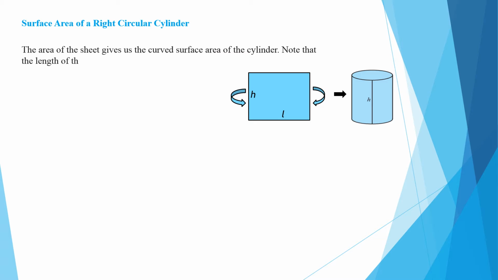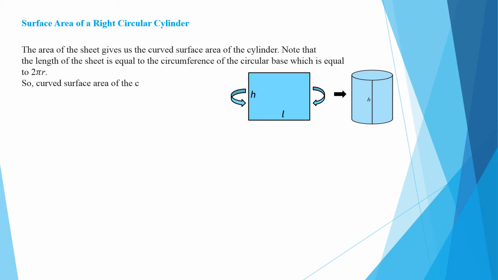What you need to note is that the length of the sheet is equal to the circumference of the circular base, which is equal to 2 pi r, because the circumference of a circle is 2 pi r. So the curved surface area of the cylinder is equal to the area of the rectangular sheet, which is length into breadth.